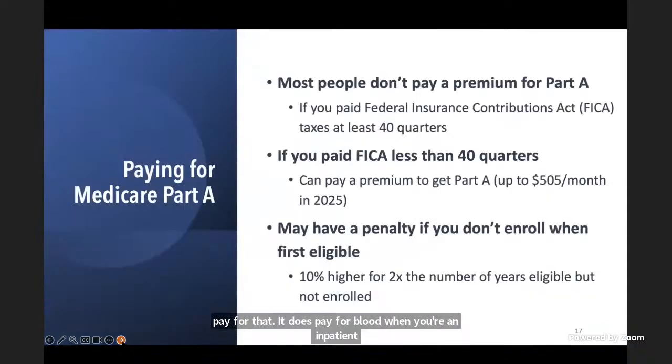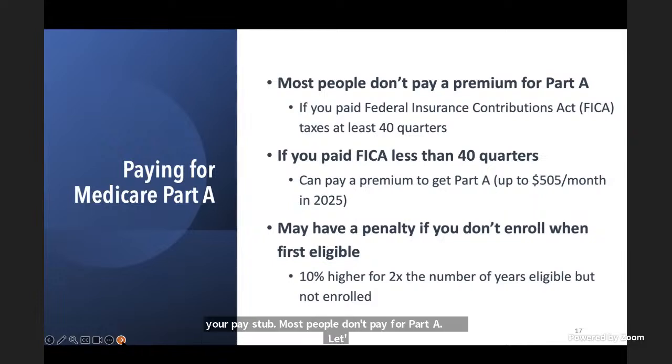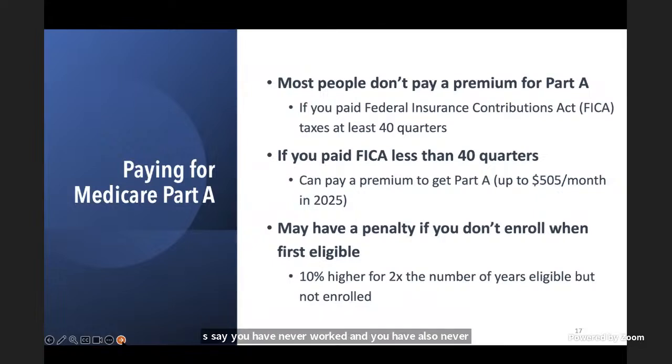Most people don't pay a premium for Part A. This is what you get for working your 40 quarters and paying into your FICA taxes or old age security income taxes, old age health insurance taxes, depending on how it shows up on your pay stub. Most people don't pay for Part A. If you need to pay for Part A, so let's say you've never worked and you've also never married, so you can't draw off a spouse's record, you can buy into Part A, and that's at a cost of $505 a month or so.